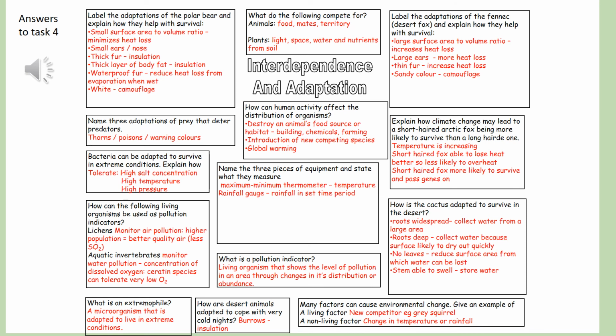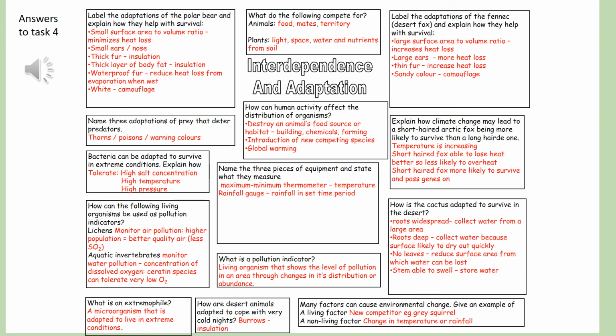How are desert animals adapted to cope with very cold nights? They burrow and they have insulation. And many factors can cause environmental change. So give an example, a living factor would be like a new competitor, e.g. the grey squirrels. They came in and took the place of the red squirrels. A non-living factor would be the change in temperature or rainfall.